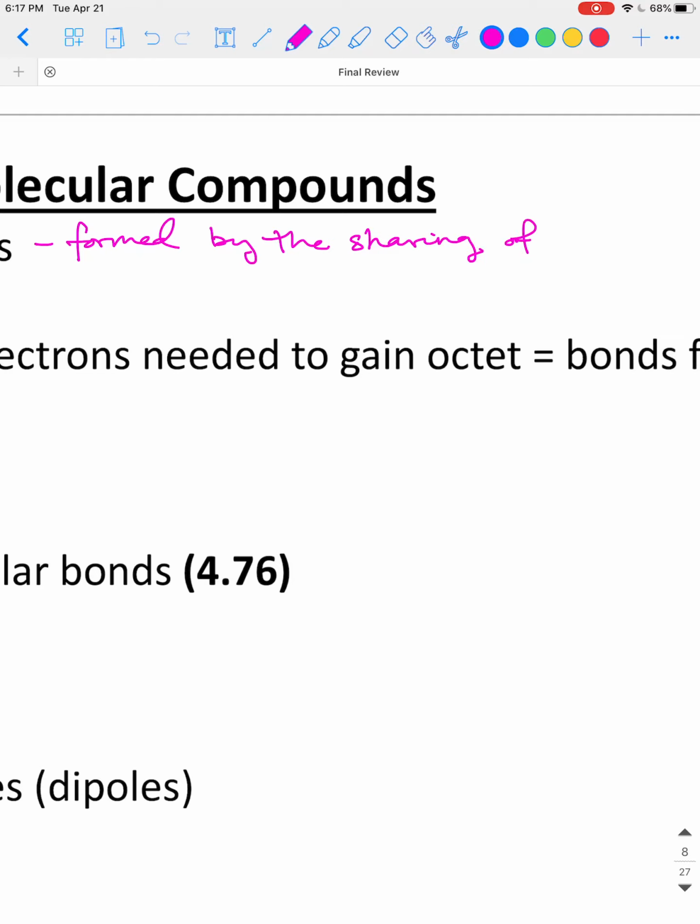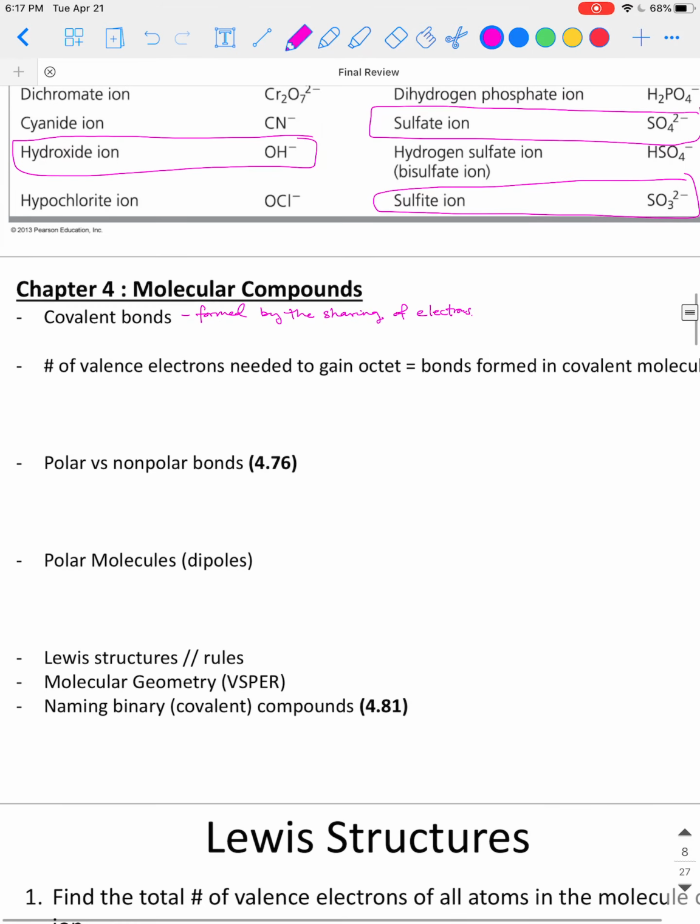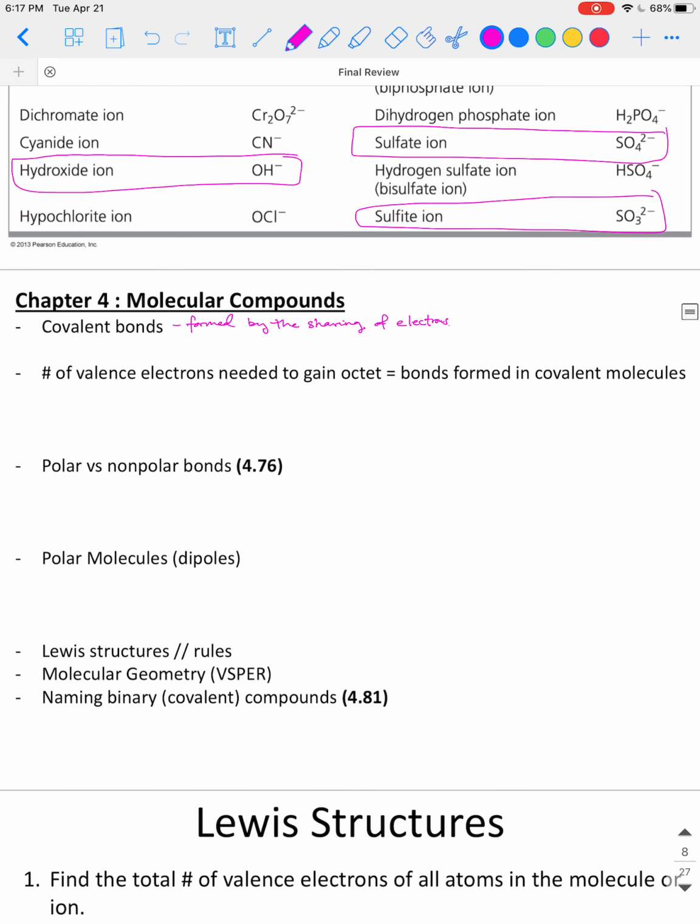by the sharing of electrons. All right, so that's how a covalent bond happens. Number of valence electrons needed to gain octet.